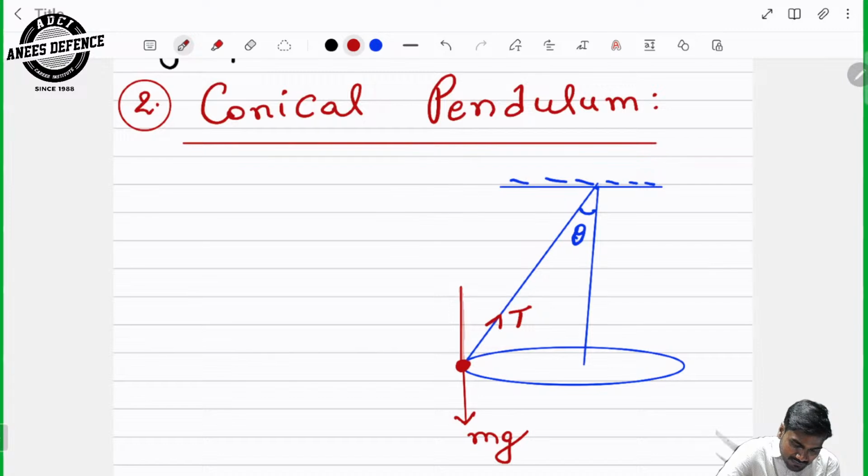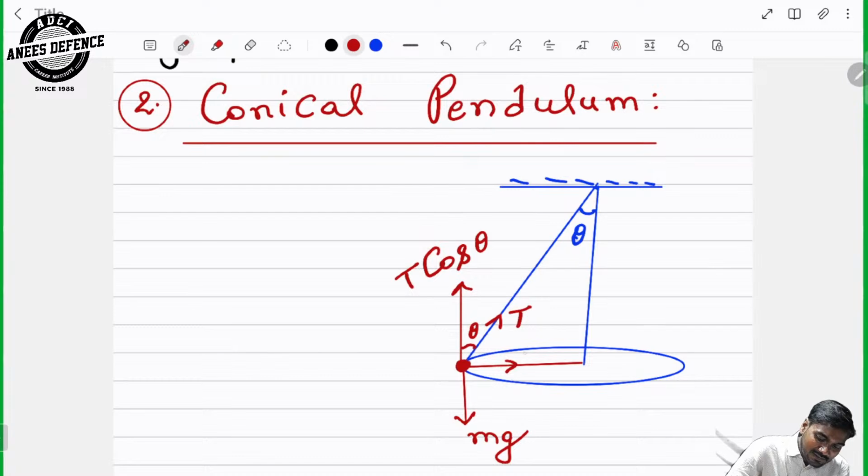Which force will balance this mg? The component of tension. The angle is theta, so this angle is also theta. So take the component of T. What can you write? T cos theta. Yes or no? And in the horizontal direction, the component will be T sin theta. I am talking about force.